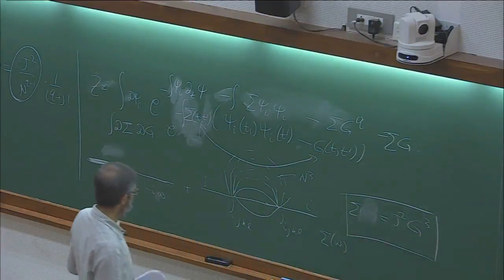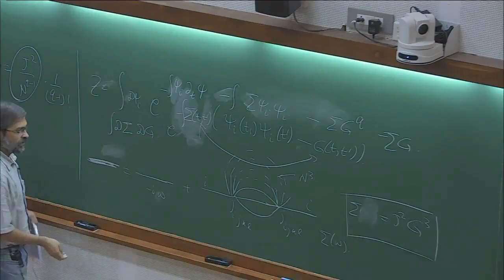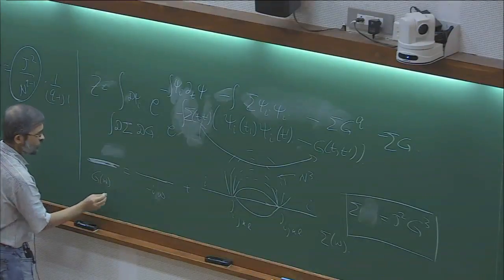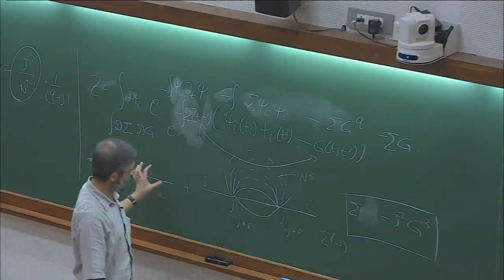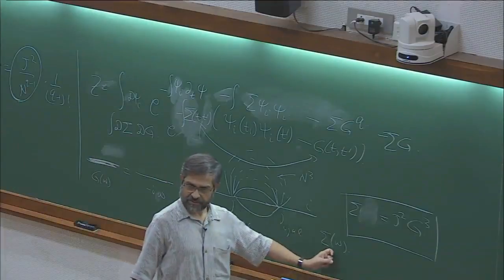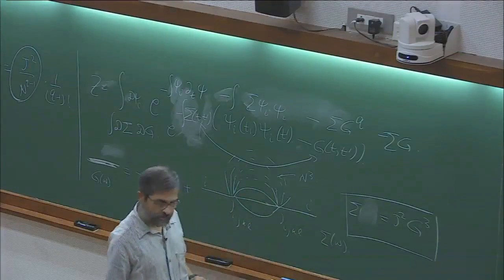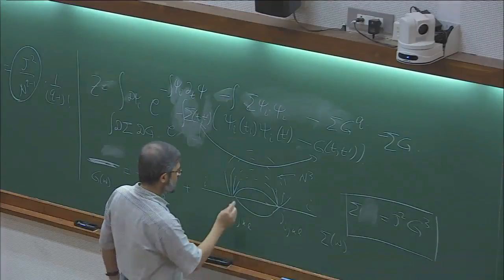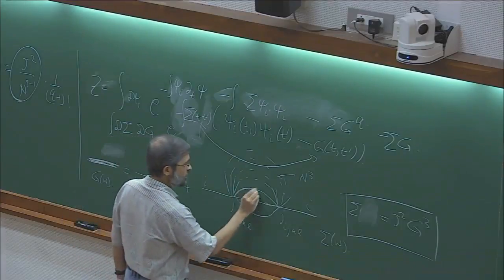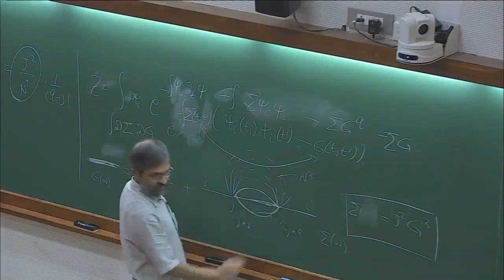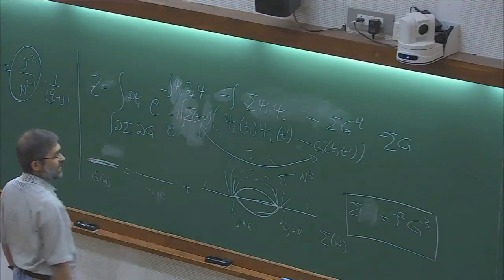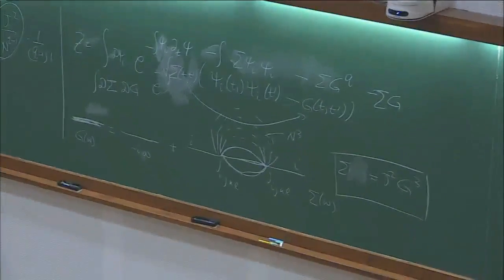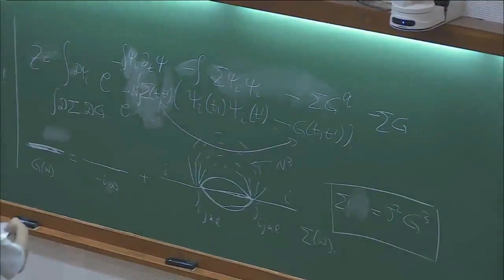Is this equation clear? That the full propagator is given by minus i omega plus, this is the free propagator, and this is the self-energy. The fat lines are these fermion propagators. These are fat. Yes, of course, there is a large N approximation here. There is an N that comes in. This is for G.